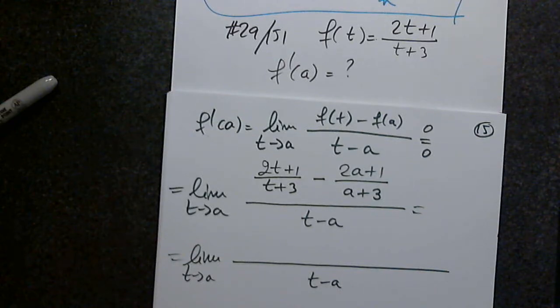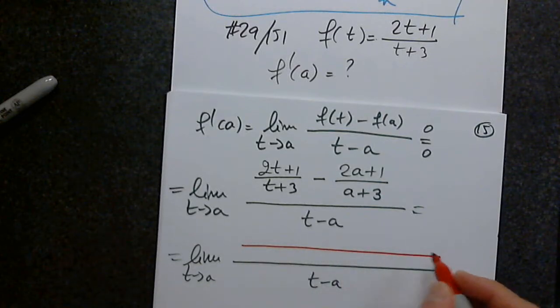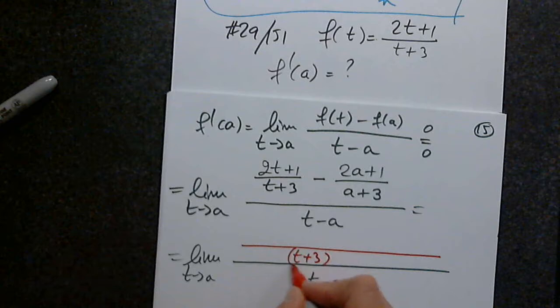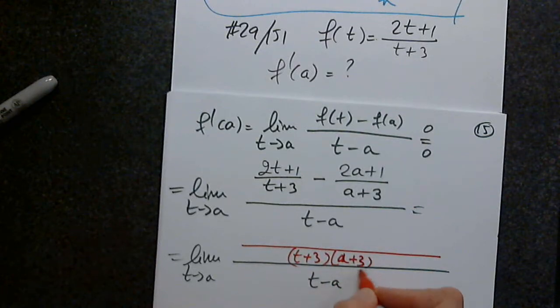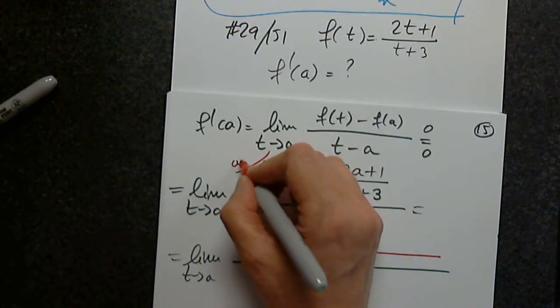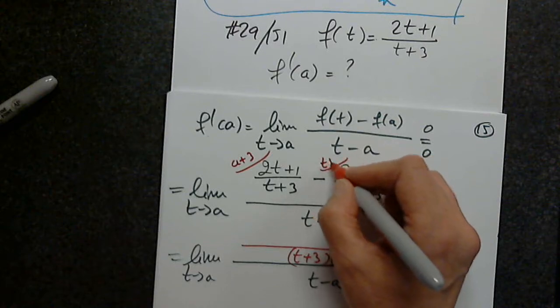By the way, which factor has to go away? T minus a, of course. T minus a is the problem. If somehow I remove t minus a from the top and t minus a from the bottom, we're in business. Well done. Good. So I have to find what? T plus 3, a plus 3. Adjustments: a plus 3, t plus 3.